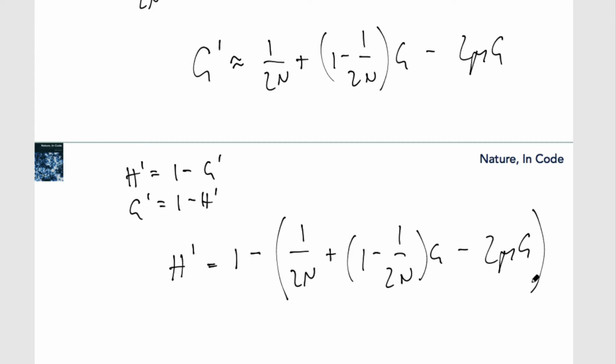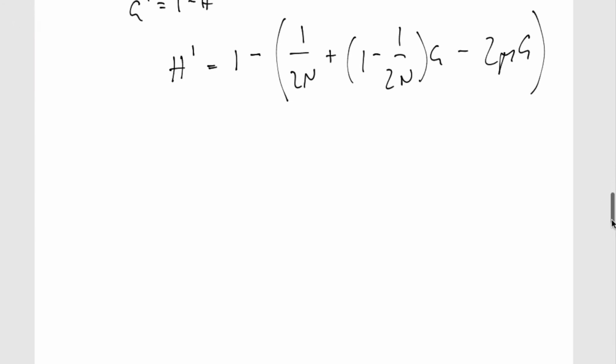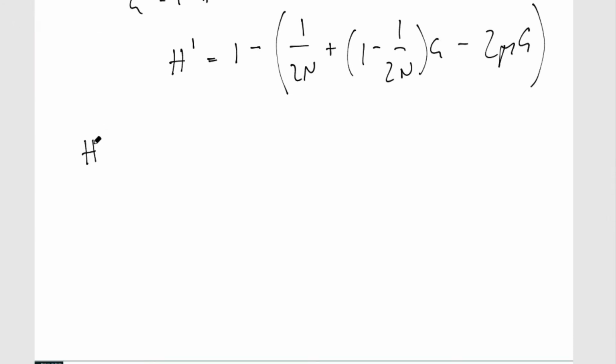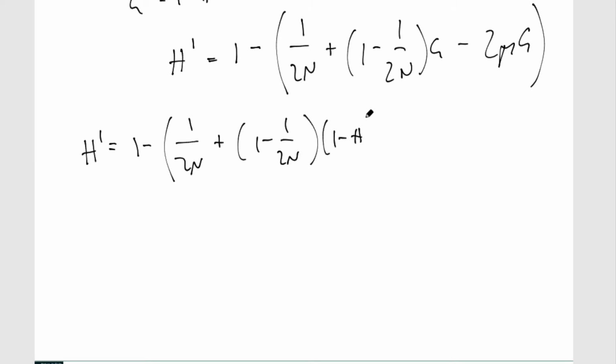Okay. And now, in order to have a nice equation, we're simply going to replace all g's with 1 minus h. So we'll have here h dash in the next generation is 1 minus 1 over 2n plus 1 minus 1 over 2n times 1 minus h. And then we have minus 2 mu 1 minus h. Okay, so we can now get rid of these parentheses. So we have minus, and if we get rid of these parentheses here, then that means this term will become a minus, and this term here will become a plus.